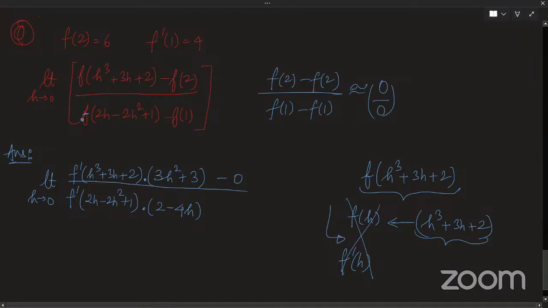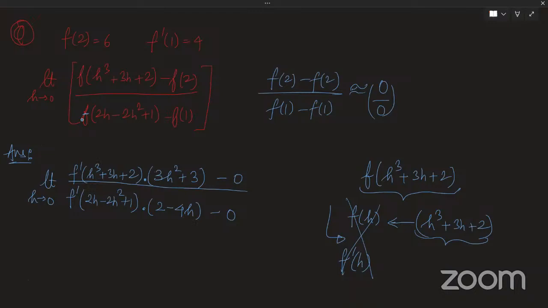And what about f of 1? It is 0, plus 0. The derivative of f of 1 is 0, right? It is a constant value. Okay, so let us see what we have got.